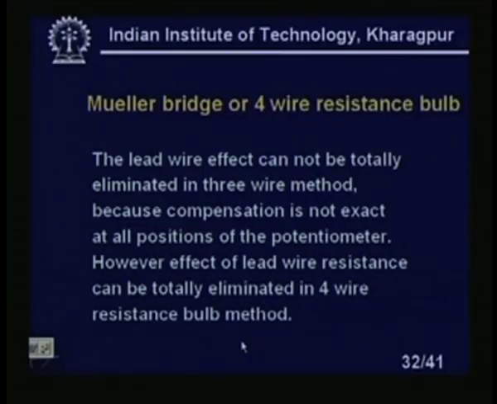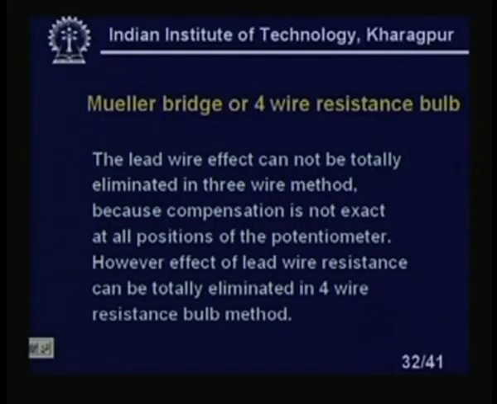Now, the Muller bridge, or 4-wire method, uses 4 lead wires, and the lead wire effect can be totally eliminated in this type of bridge. Even though it is cumbersome, for precision thermometry this is the only alternative method, and we have to use it to make our circuit independent of the contact resistance and independent of the lead wire resistance. Self-heating error will remain as it is.